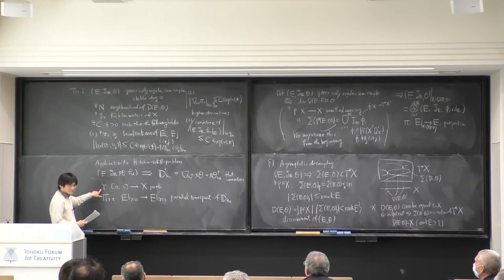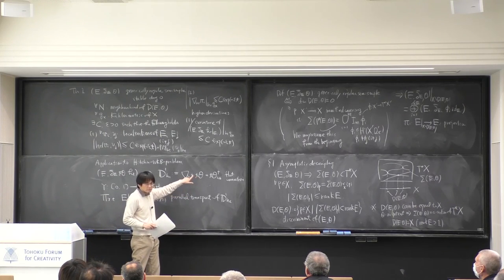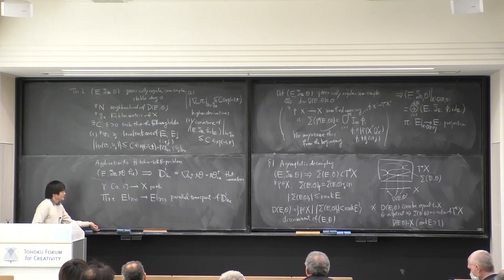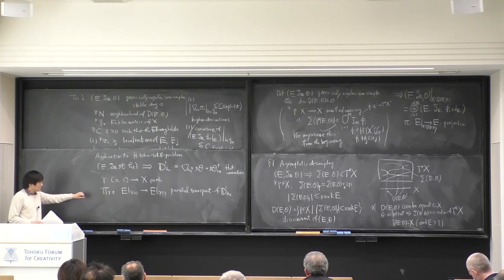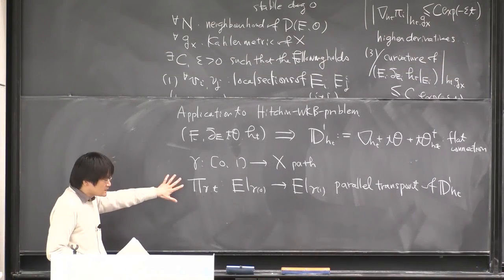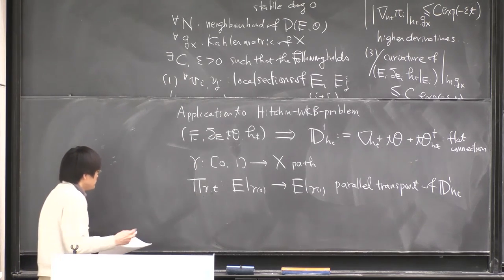Gamma, a path, T is the parameter of the family. Okay. Then we have the family of these isomorphisms. So it is interesting to study the asymptotic of this isomorphism for large T. But again, it is difficult. But we can ask the following.